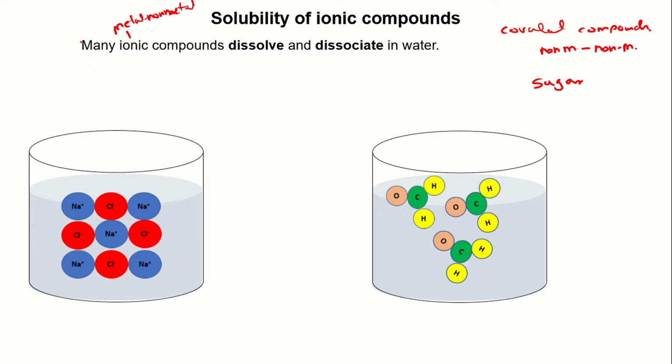Not all ionic compounds dissolve. There's a major number of ionic compounds that do not dissolve. So that is why I'm saying if the ionic compound is going to dissolve, it will also dissociate. So if an ionic compound dissolves, it will dissociate.